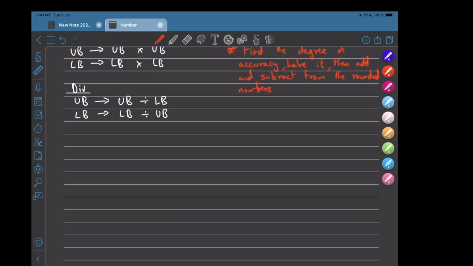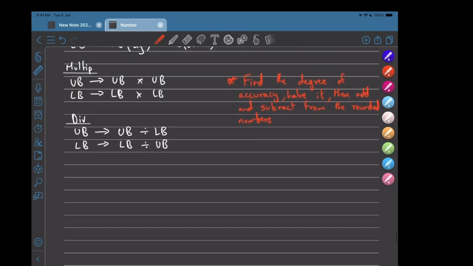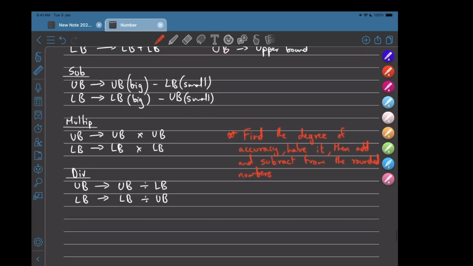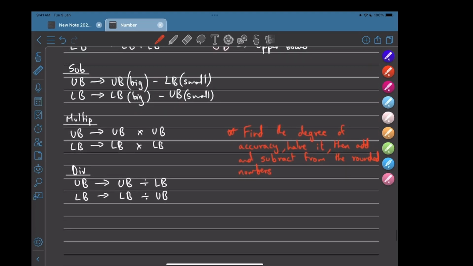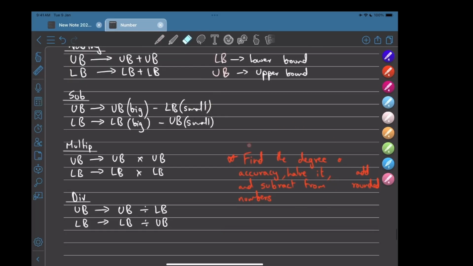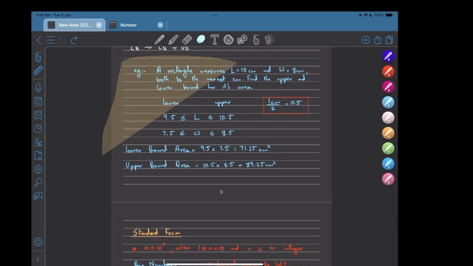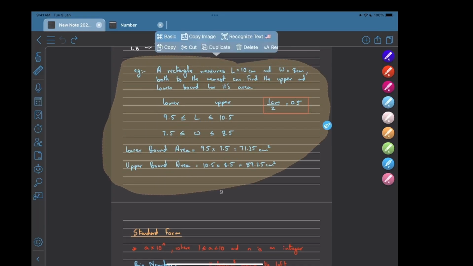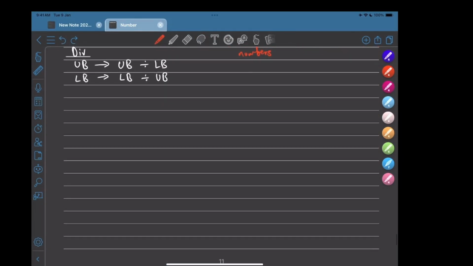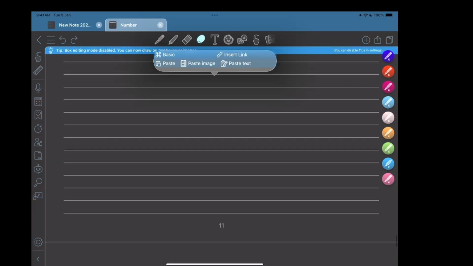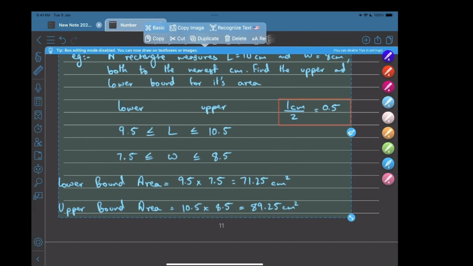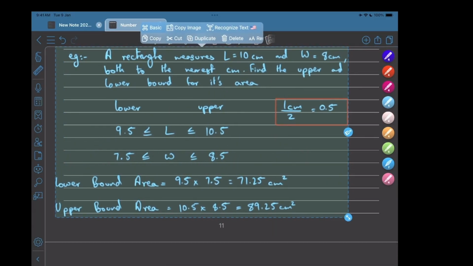When you're doing a lower bound in division, you must take the lower bound as the top value and the upper bound as the lower value. Okay, now this is related to the question that I solved. Now let me just copy this. This is a practice question that I had previously done. Let me just paste it over here.